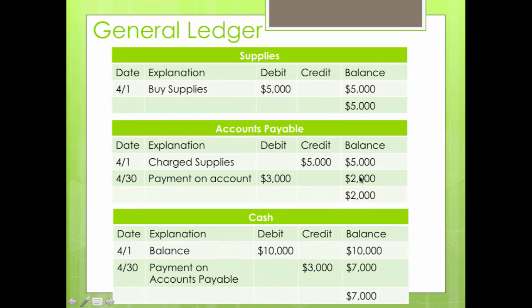How did I come up with that? Well, when you bought supplies and you charged them on account, your balance was $5,000, but then you made a payment for $3,000 as a debit, so now your new credit card balance is $2,000. And those are the only two transactions that affect that account, so you are done with this account and you bring down the balance as $2,000 at the bottom.